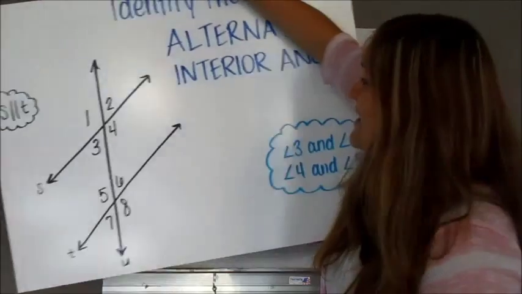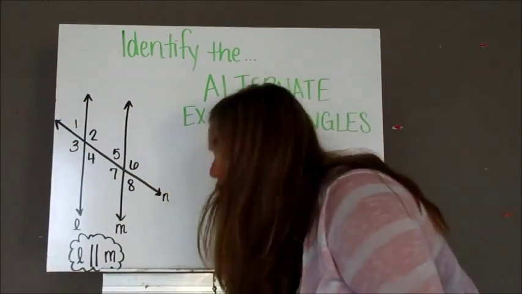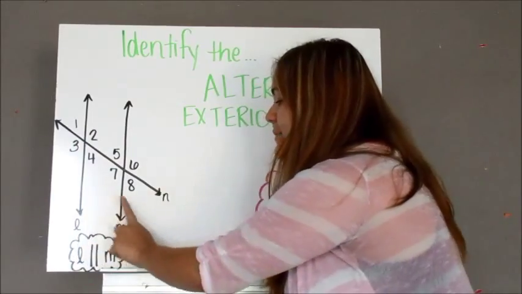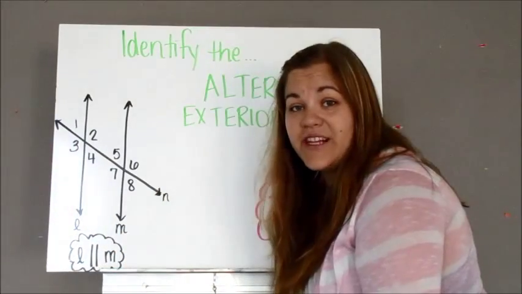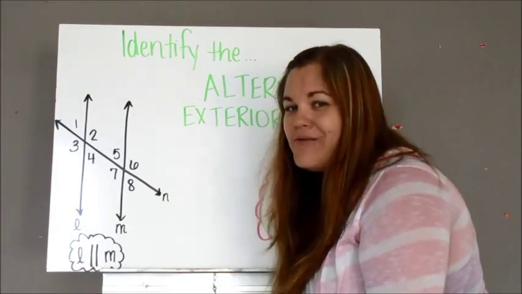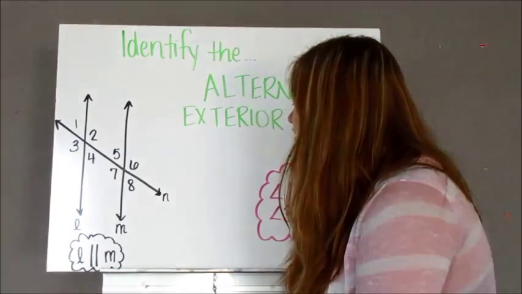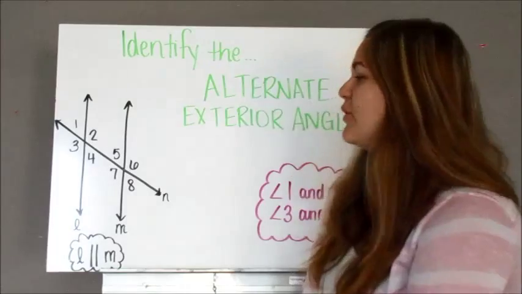Now you're going to identify the alternate exterior angles. So now you have L is parallel to M with N being the transversal. Pause the video, see if you can find them. There's 2. Did you find them? Well, let's check.